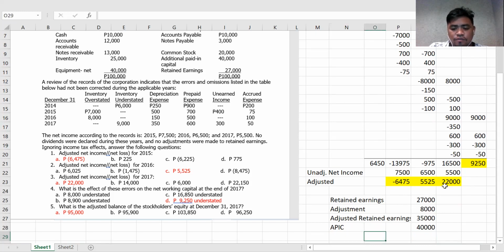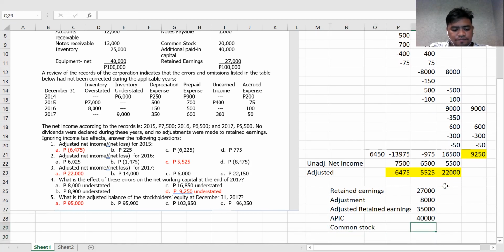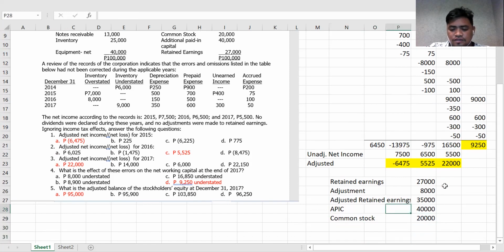Okay? So you also have your APIC, since that is the question, so you have APIC of 40,000, and you have common stock of 20,000. So you have adjusted shareholders' equity of 35 plus 40 plus 20. So you have adjusted shareholders' equity of 95,000.